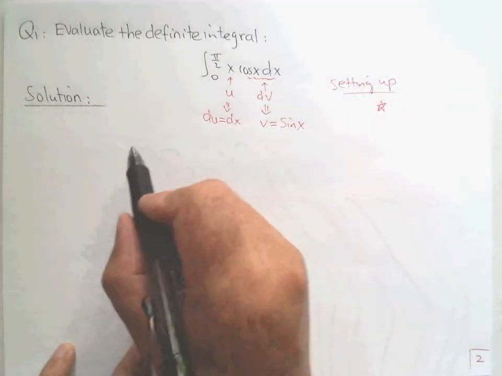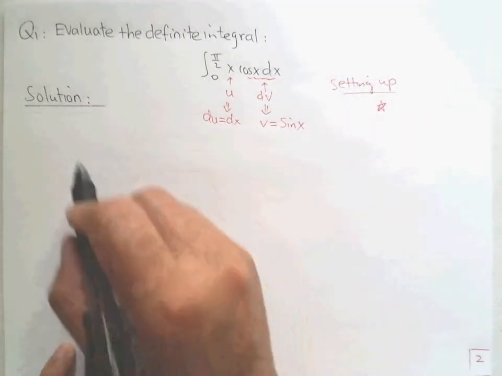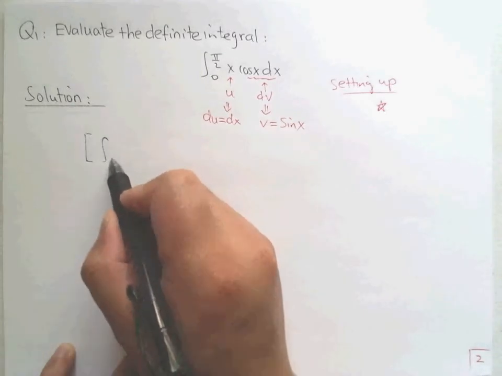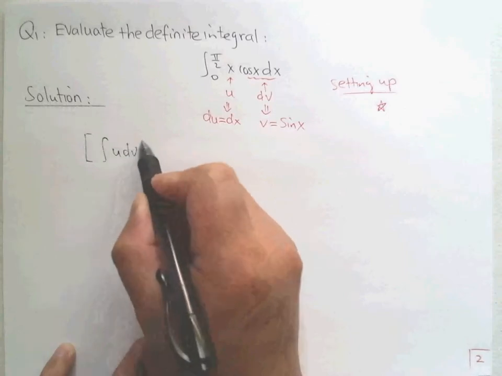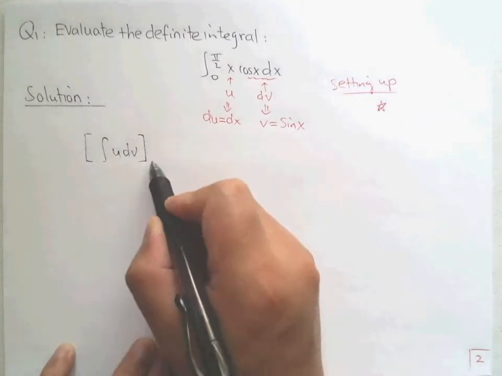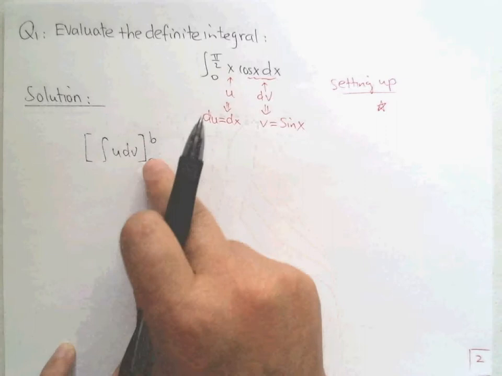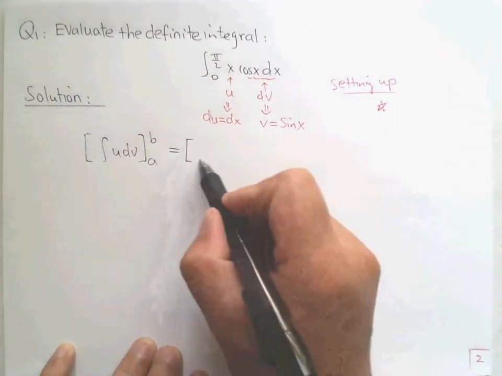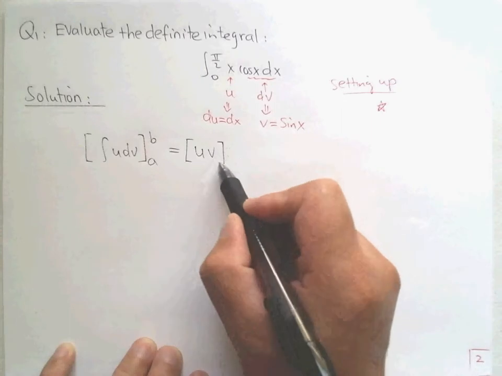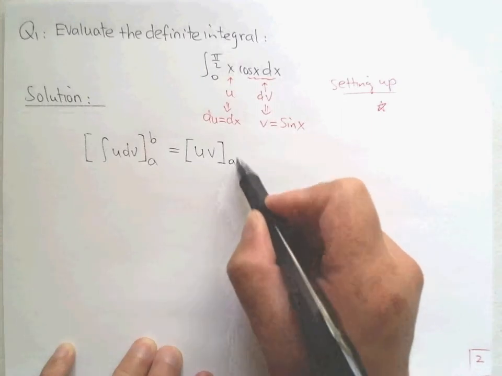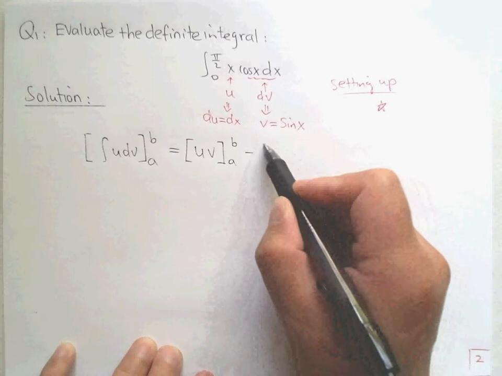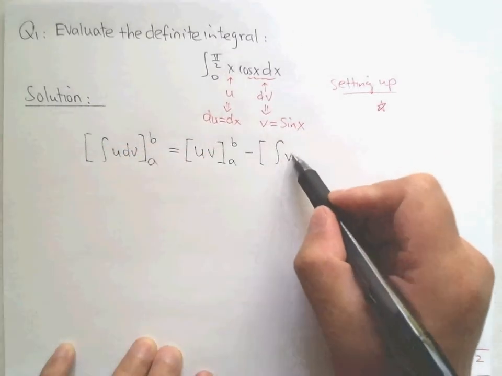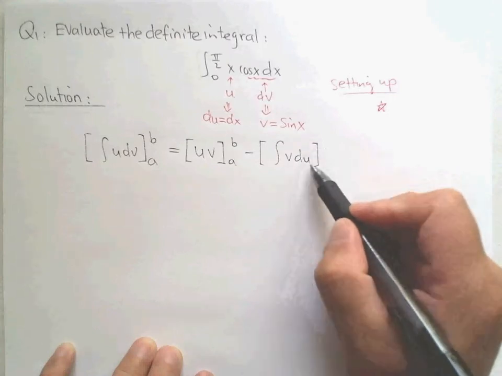Okay, so I still copy the formula for you. This time we use this formula for the definite integral, so I put a, b here. Okay, so this we can separate into two parts. uv is the whole, we simply say, from a to b, minus this part. Which part? Switch u and v, right? Switch u and v and a, b.